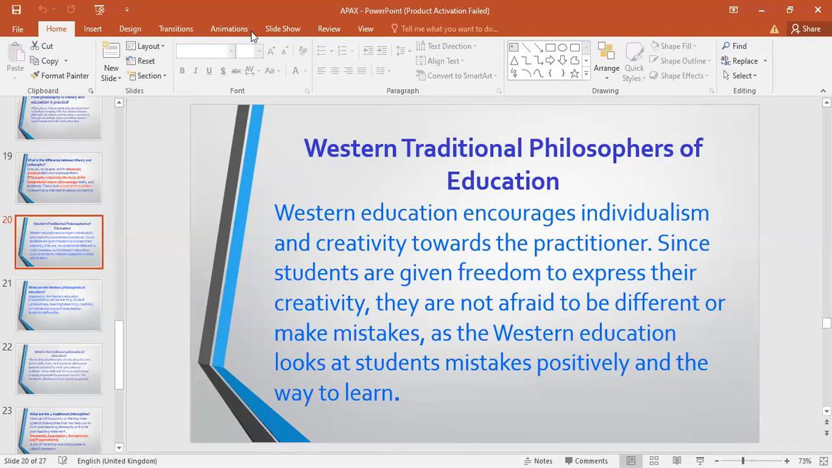Shall we read this? Tarani? Yes, ma'am. Western traditional philosophers of education. Western education encourages individualism and creativity in its practitioners. Since students are given freedom to express their creativity, they are not afraid to be different or make mistakes, as Western education looks at students' mistakes positively, as a way to learn.